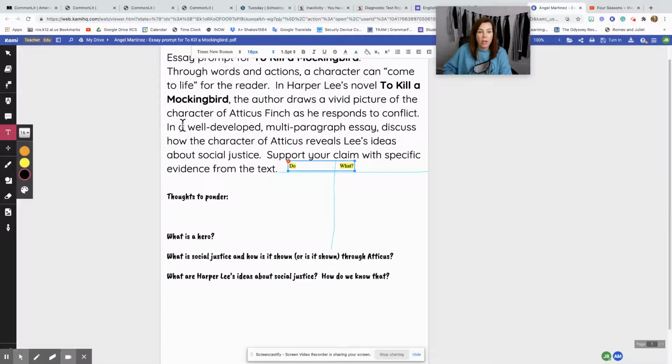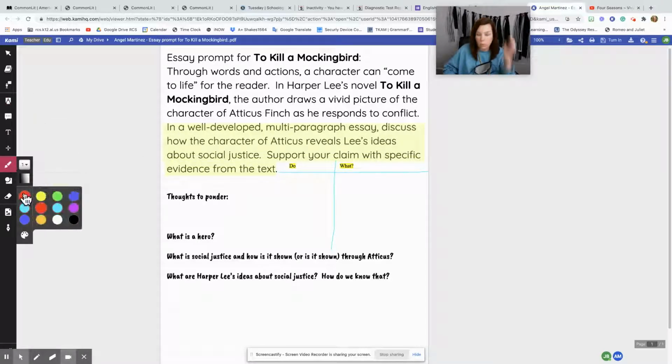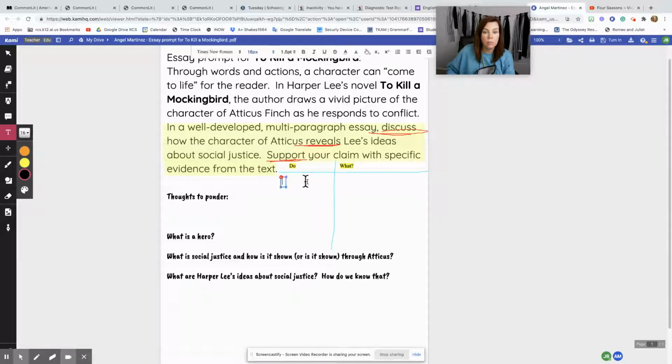From the point where I told you the prompt begins, which is here and here, we want to look for our verbs. In a well-developed multi-paragraph essay, discuss. That is something that we do. So underline that. How the character of Atticus reveals, underline that, Lee's ideas about social justice. Support your claim with specific evidence. So I'm going to write those three words right down here. Those are the verbs, the do words.